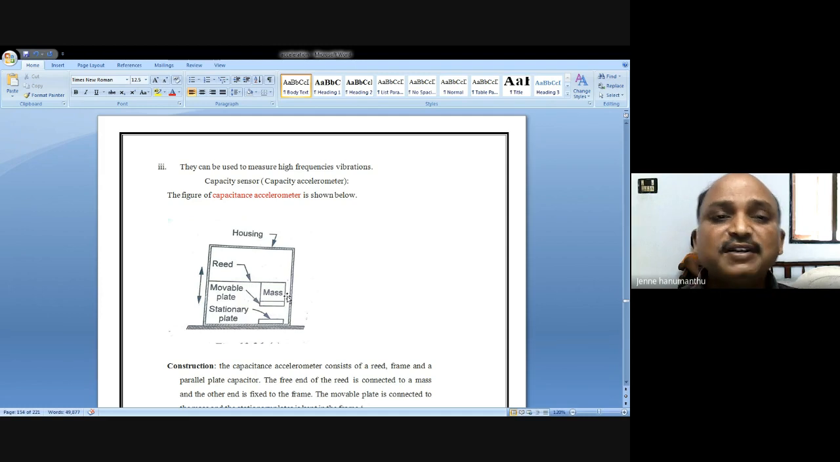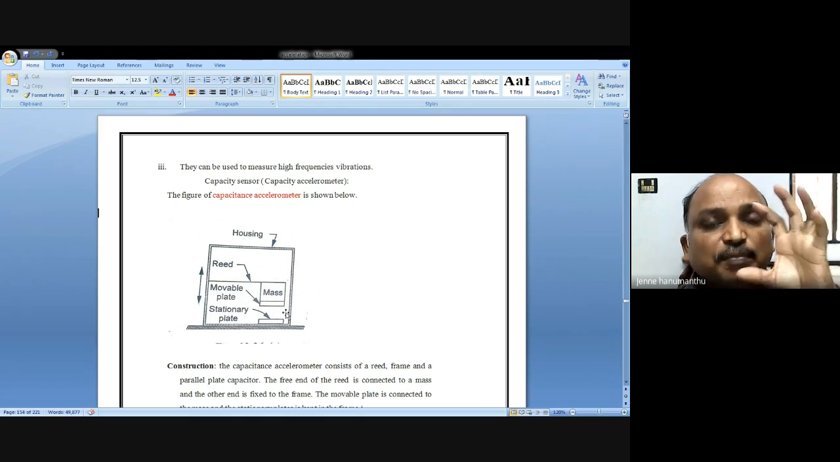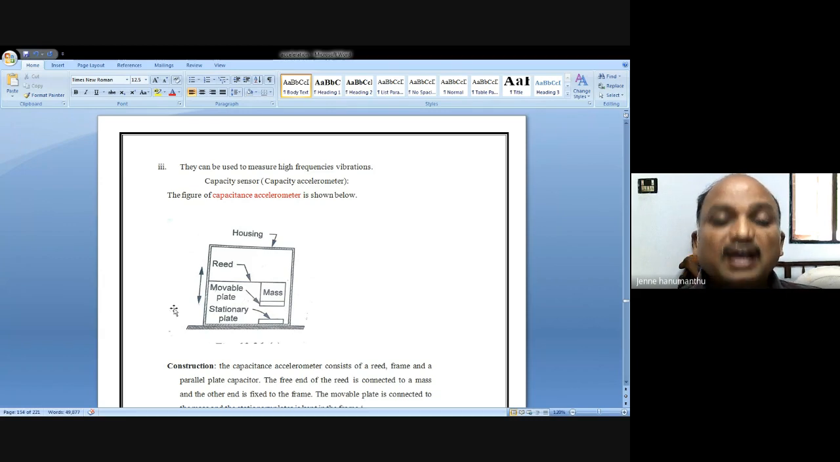Then the distance changes. When the distance changes, the capacitance changes. The change in capacitance is measured with a bridge, which provides a voltage. That voltage is proportional to your unknown acceleration. It is called a passive accelerometer.